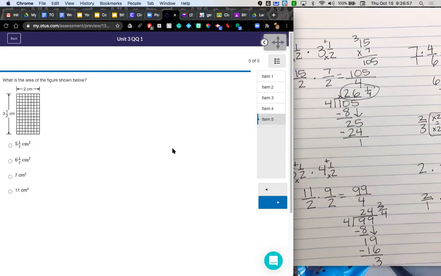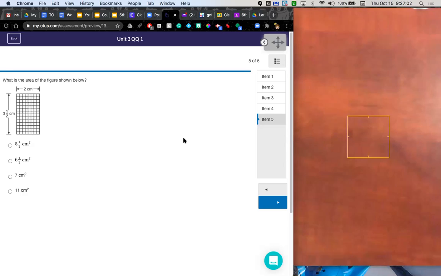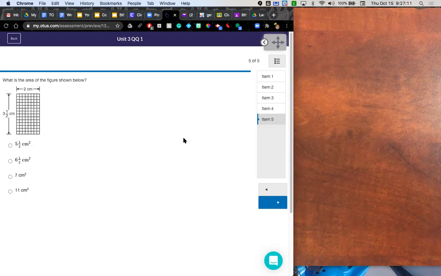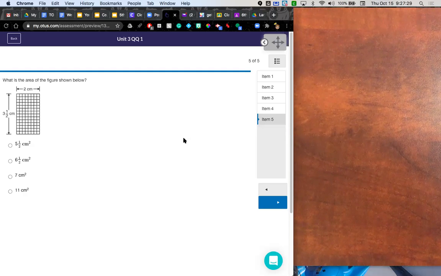So here's what I'm going to do. I am going to be reassigning this test to you. So you're going to go back and you're going to retake this quick quiz. After you take it, you need to open up another assignment that I'm going to be putting into Otis for you, and you need to take a picture of your work. And what I would really like would be 4 pictures, right?